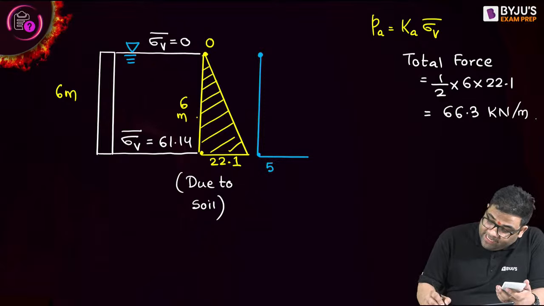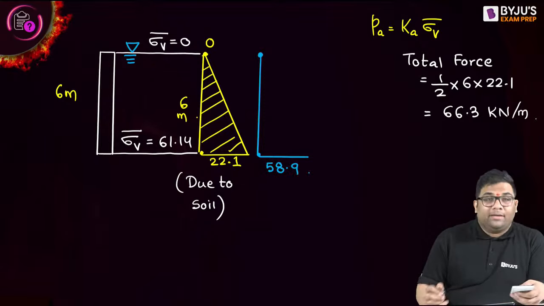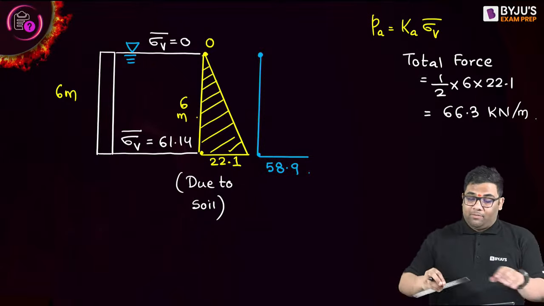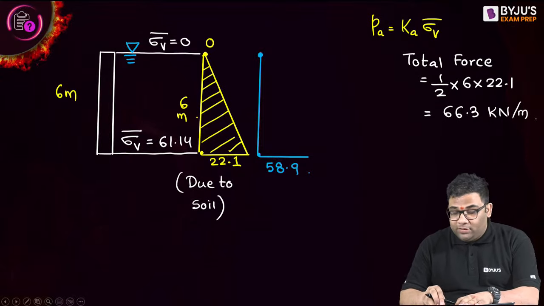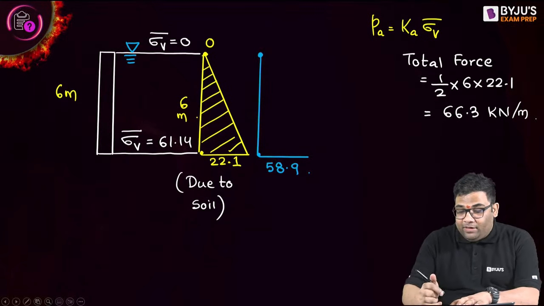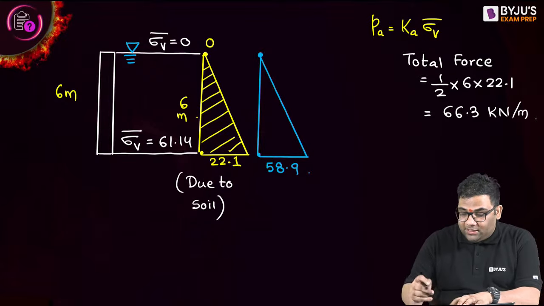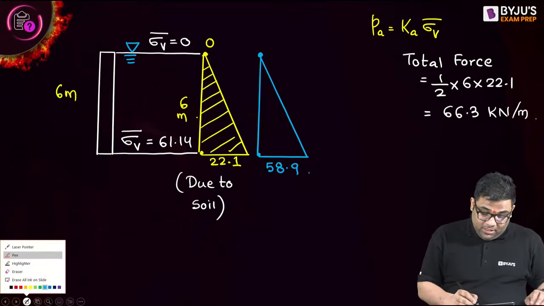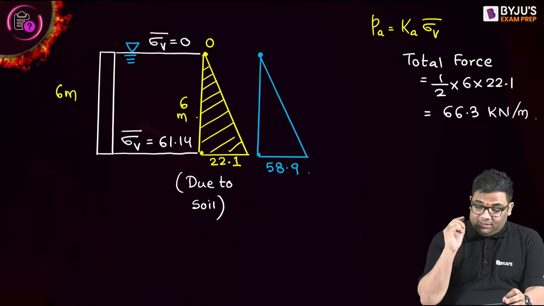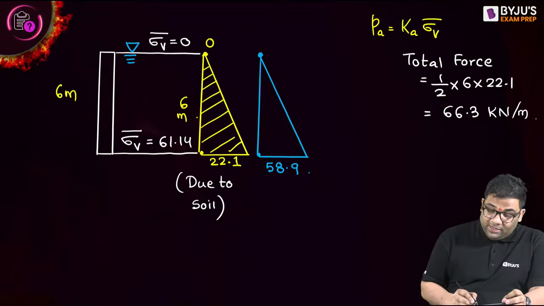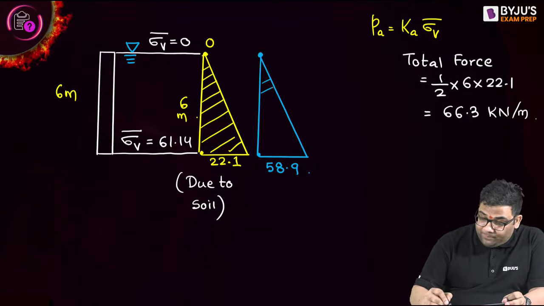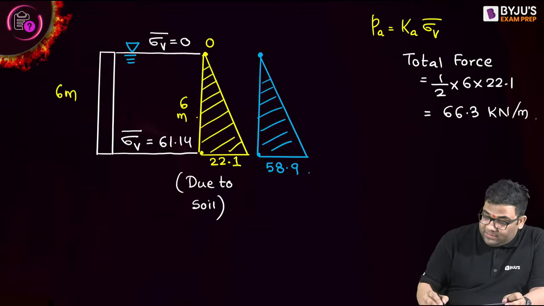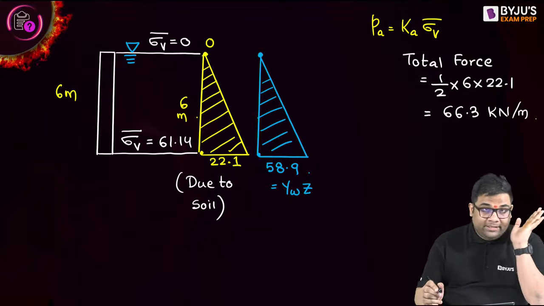So I can say 58.9. This is a very important thing we should understand, right? Whenever they give you water, two changes will happen. Instead of gamma, you will use gamma submerged while finding the effective stress, right? And then you have to take water pressure into consideration. And this water pressure is nothing but gamma W into Z.